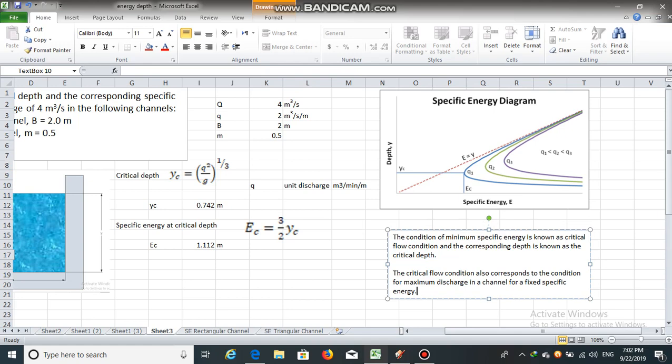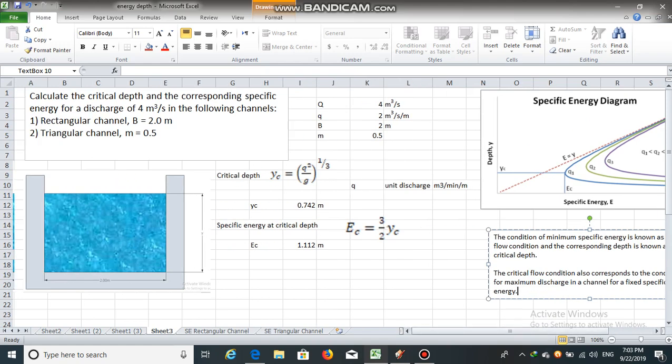Okay, so this is the point where the specific energy is minimum. And there will be only one depth at this point. Now as we go towards the right, there will be two depths. These are called alternate depths. But at this point there will be only one depth. This depth corresponding to minimum specific energy is the critical depth.